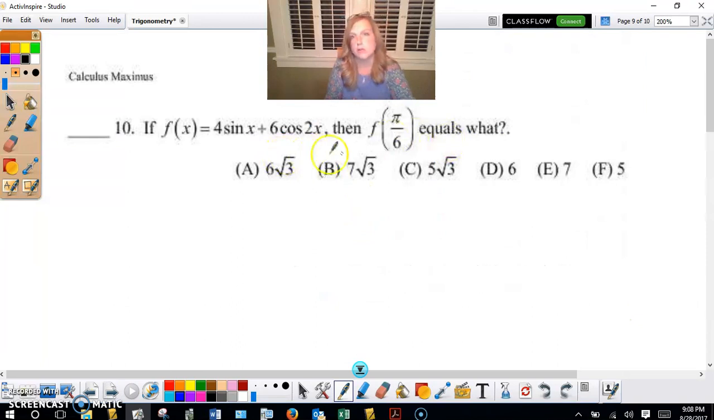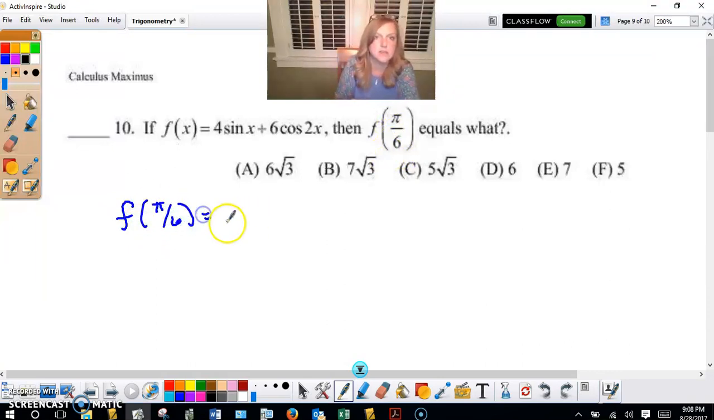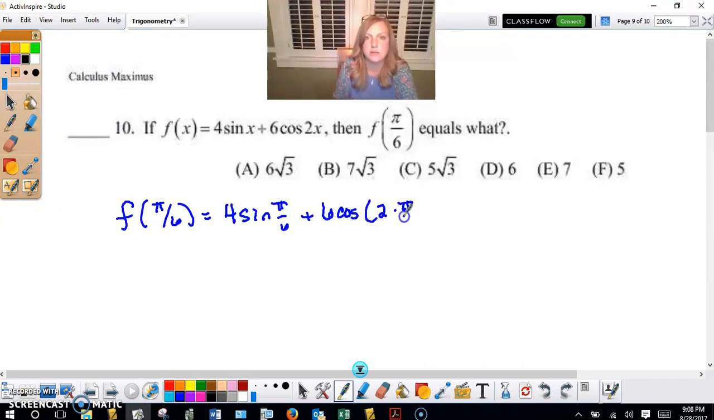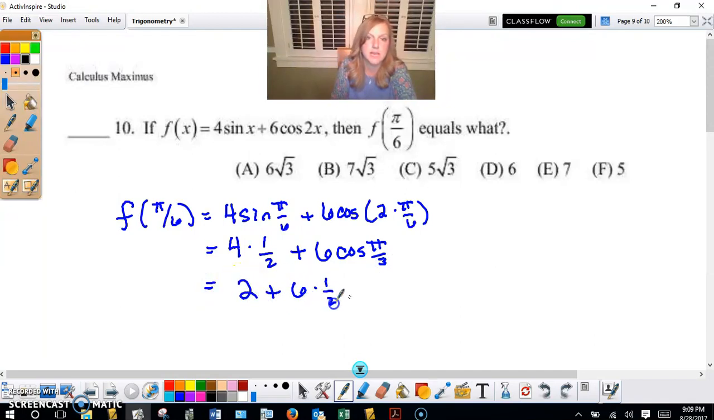All right, let's see if this one's a quick one. This one we can go ahead and plug and chug. This is function notation. F of pi over 6 just means plug it in. 4 sine pi over 6 plus 6 cosine 2 times pi over 6. Evaluation, that's all this is. Sine of pi over 6 is 1/2. This is cosine of pi over 3, which is also 1/2. So this ends up being 2 plus 6 times 1/2, 2 plus 3, or 5. So the answer to that one is F.